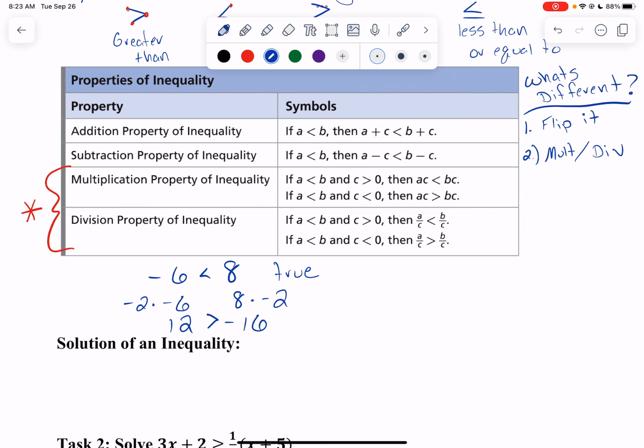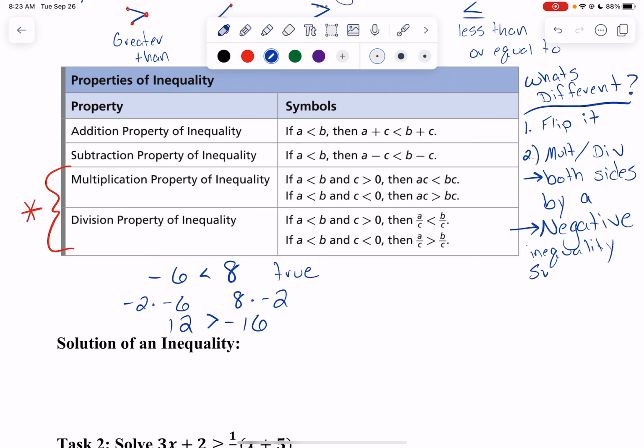So what's different about inequalities? If you multiply or divide both sides by a negative, the inequality has to switch directions. The inequality switches directions just because you've now changed which side is bigger.